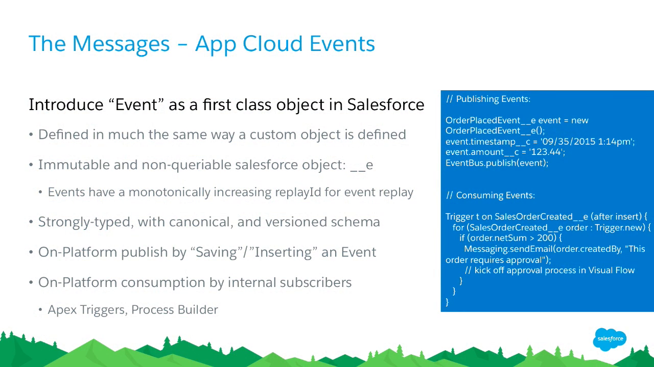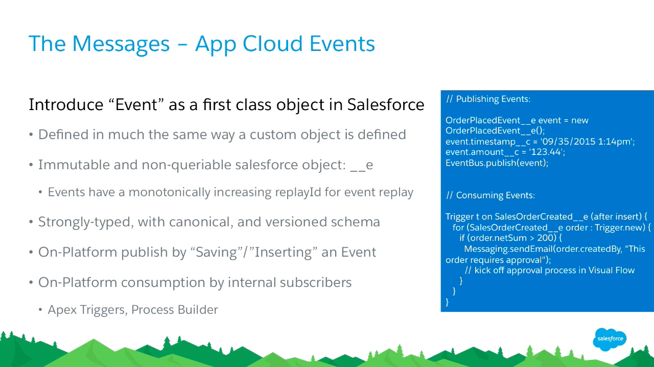Now, when I'm talking about events, we're really talking about a defined first-class data object inside of Salesforce. So we've gone ahead and introduced a new type of object called an event. It has a nice __e suffix instead of the __c suffix. So it's an event, not a custom object. And they have certain pieces to them that make them event-like.